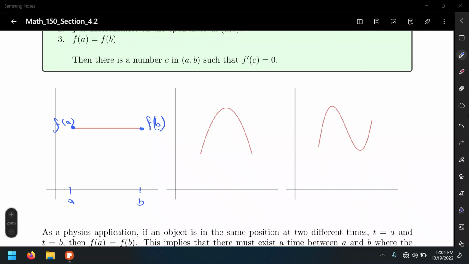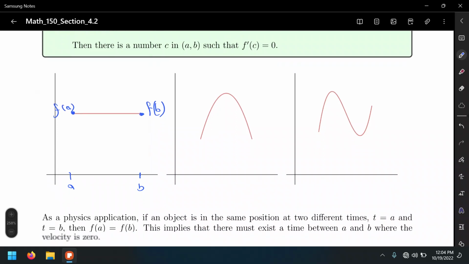In this case, Rolle's theorem is going to guarantee that between A and B, we have points for which the slope of the tangent line equals 0. But in this simplest case, we have infinitely many points because this is a horizontal line and its derivative is going to be 0 everywhere, right? Let's look at something more interesting, like the second graph.